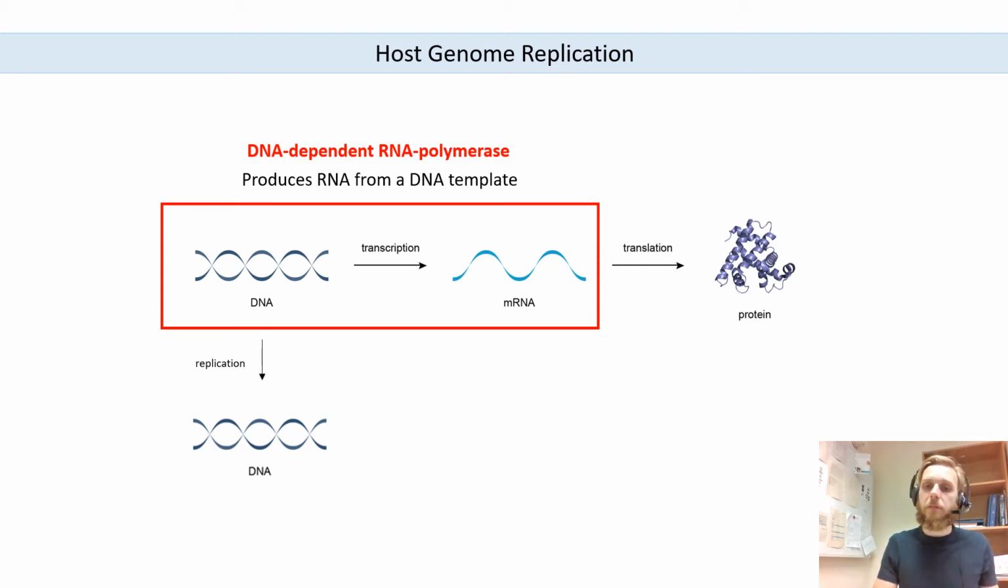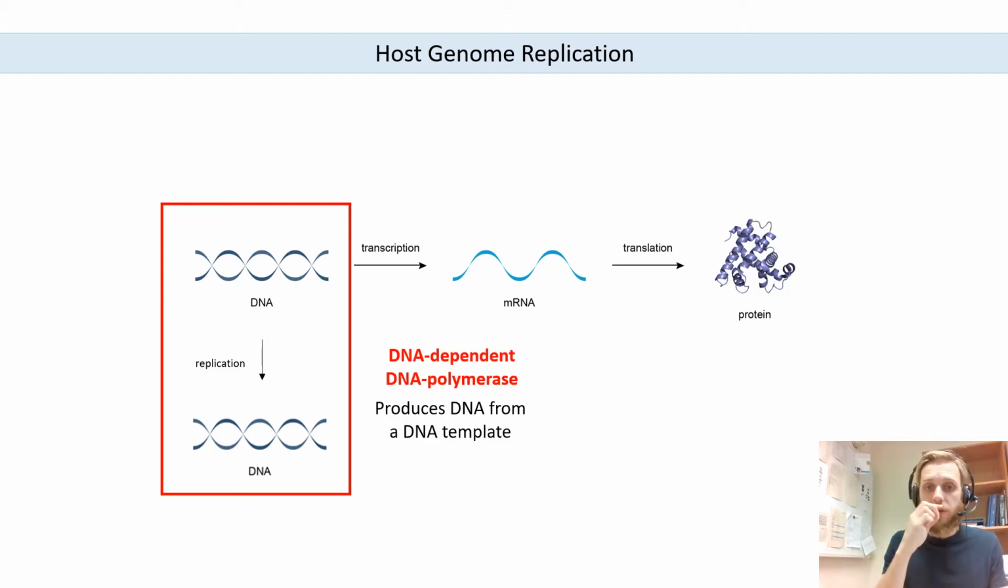We talked about the idea of template dependency. Again, if you don't know what I mean by that, go back to the lecture slides. The enzyme that catalyzes the production of RNA in our host cells during transcription is a DNA-dependent RNA polymerase. So that means it's dependent upon the DNA template. So it uses the DNA template, which makes sense because we have a DNA genome, and it produces RNA from that DNA template. So again, DNA-dependent RNA polymerase.